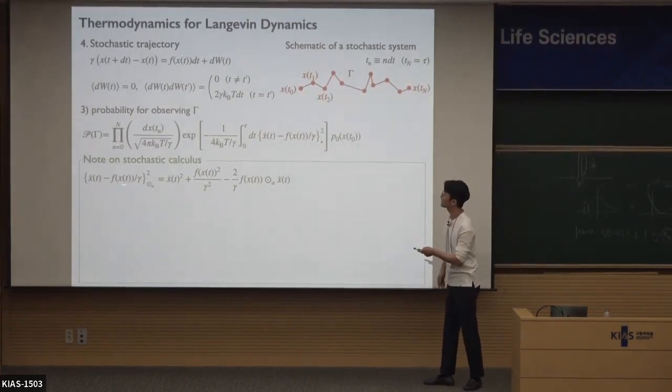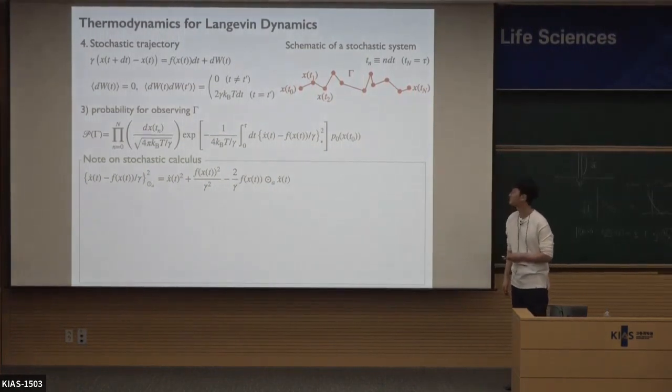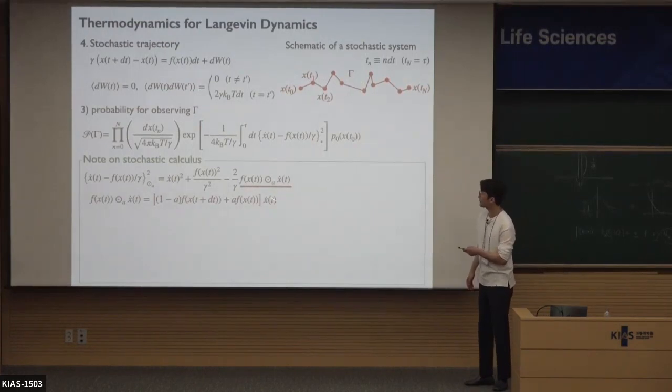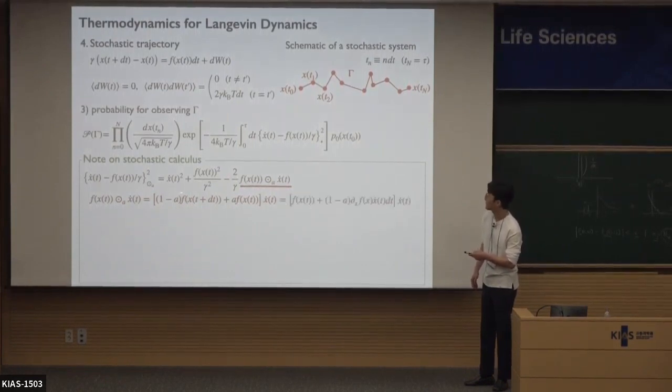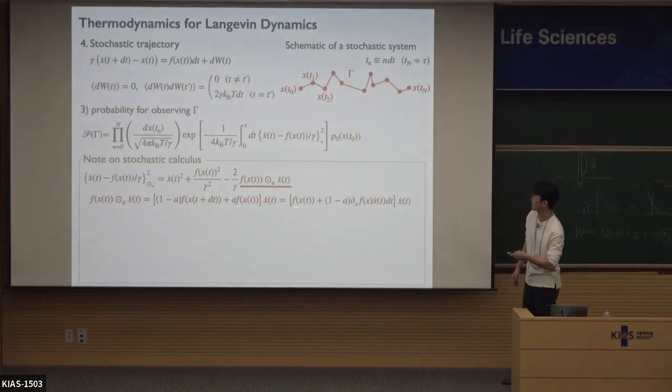So this square means that the first term squared, and the second term squared, and this cross product becomes this one. Here we have to use this general A product. By definition, this is the next position with 1 minus A, current position, current time with fraction A, and x dot. By expanding this, we can show it becomes this equation.